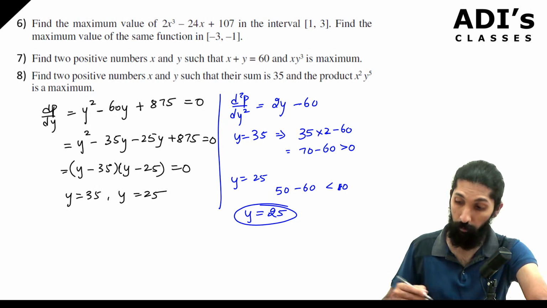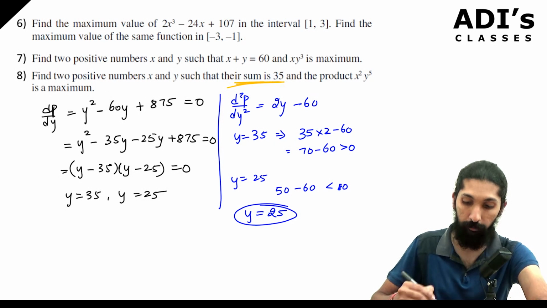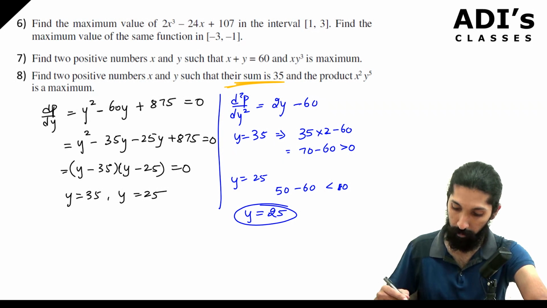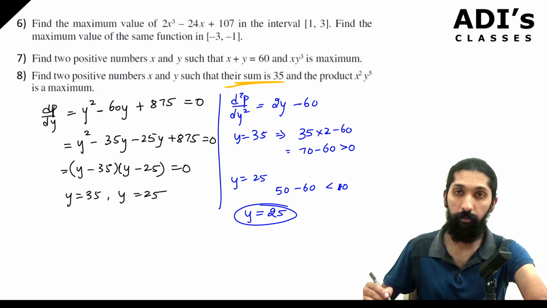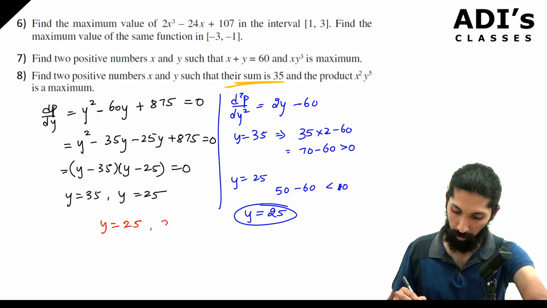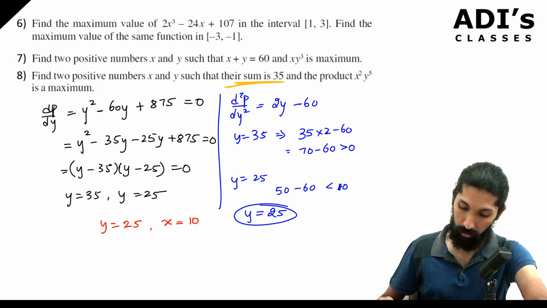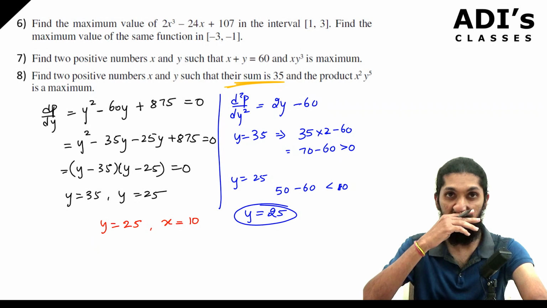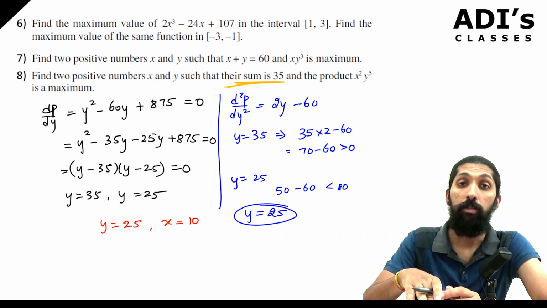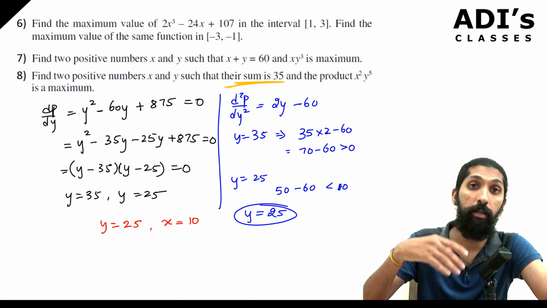Which function are we going to substitute? We'll substitute their sum is 35. Correct? Since the sum is 35, maybe we can just write it here itself. See, what do we have? The y value is 25, so the x value is going to be 10. Correct? So y is 25, x is 10. So this is the answer for the eighth one. Clear with this? So these are the type of problems. Now in the next video, we'll look into the geometry and mensuration type of problems. Fine?